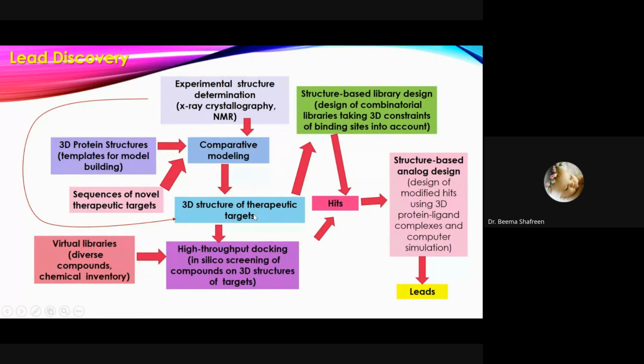Once this 3D structure for the therapeutic target is designed, we use virtual libraries of chemical compounds, which will be used for high throughput docking studies. From the high throughput docking studies, we will obtain the hit. Or this 3D structure can go directly for structure-based library design, and the hits can also be obtained by screening the combinatorial libraries. And finally, the hits can enter structure-based analog designing, where protein 3D ligands will be simulated using a computer, and then finally the lead molecules will be identified. So this is how lead is discovered using computational techniques.